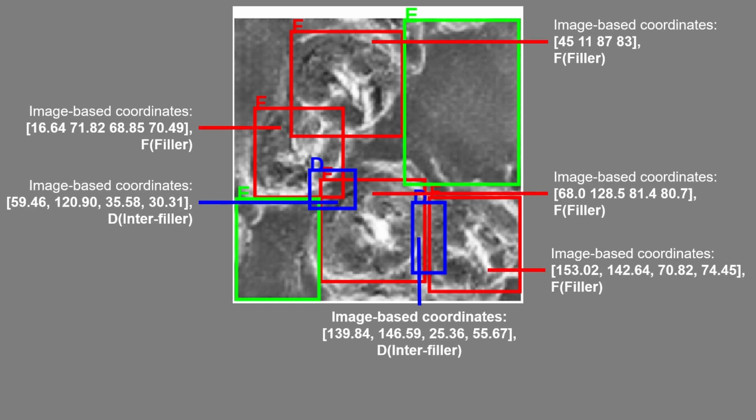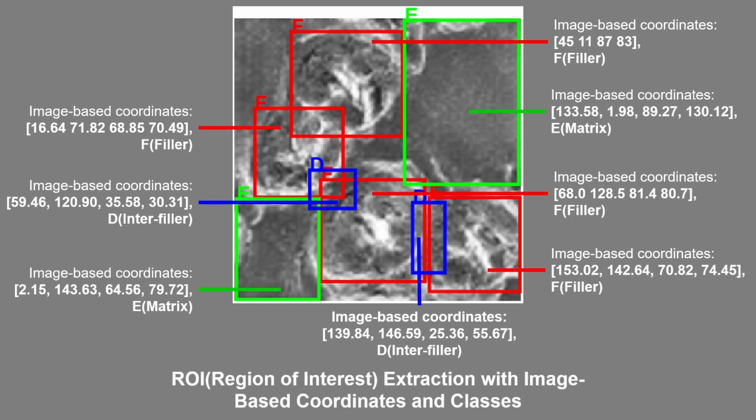From the generated images, both local and global features are extracted for property prediction. We first extract local features by defining regions of interest within the image. The image is divided into 3 regions: filler, interfiller, and matrix. For each region, both spatial coordinates and class labels are assigned to construct a structured database.